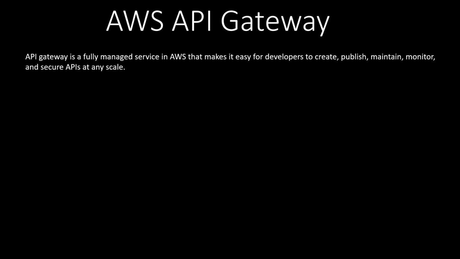So API Gateway is a fully managed service in AWS that makes it easy for developers to create, publish, maintain, monitor and secure APIs at any scale. So all the features that we saw in the last slide, all these are fully managed by AWS API Gateway service. We can create APIs in API Gateway, publish, maintain, monitor and secure APIs at any scale.